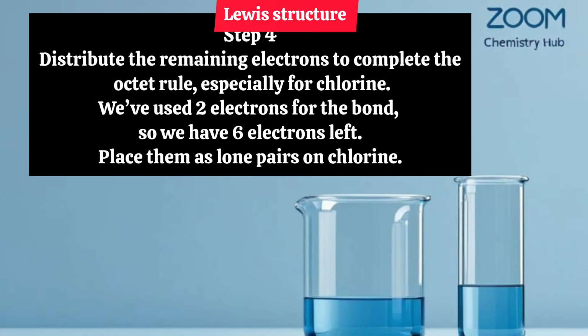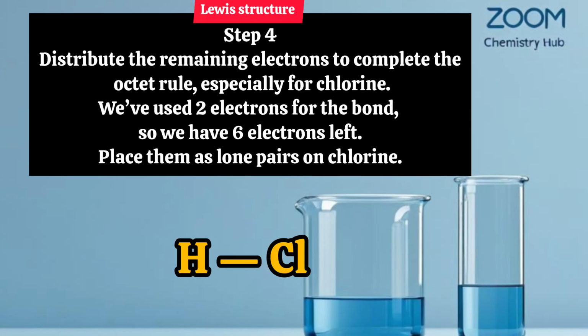And in the fourth step, we distribute the remaining electrons to complete the octet rule, especially for chlorine. We have used 2 electrons for the bond between hydrogen and chlorine, so we have 6 electrons left, and we place them as a lone pair on the chlorine atom.